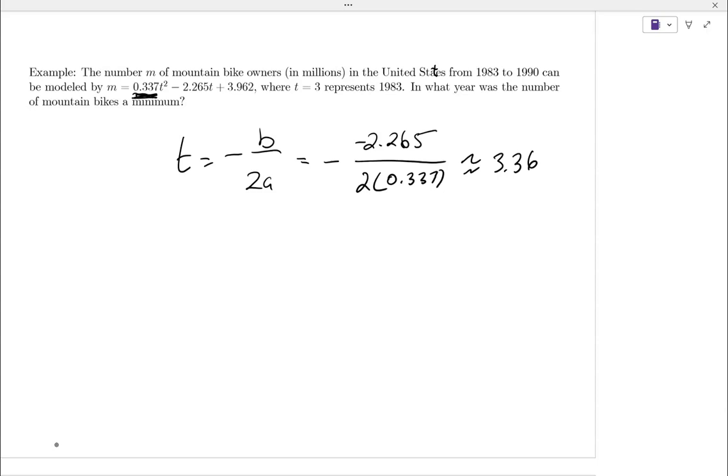Now, it does say in what year. They tell you that t equals 3 corresponds to 1983. And we get t equals 3.36, so it must still be in 1983, right? Because we're just a little bit bigger. As a matter of fact, somewhere a little bit over a third of the way through the year, so what, sometime early May? Right, April, May 3rd of the year, or a little bit past, so sometime early May, probably. Does that make sense? All right.